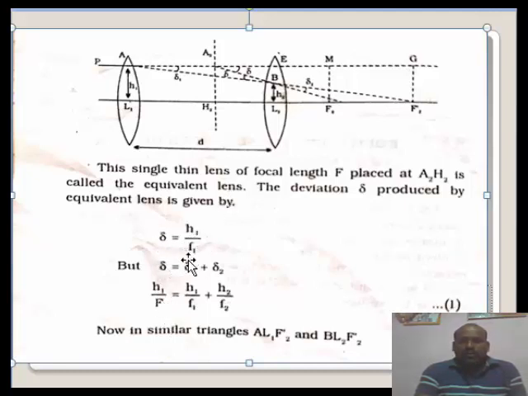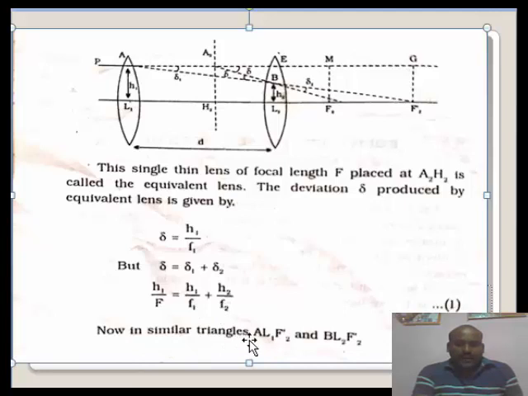For f1, commonly we take it as capital F, or if there is a small print mistake, you take it as capital F. So h1 divided by f2. 1 by F is equal to H1 divided by F1 plus H2 divided by F2.